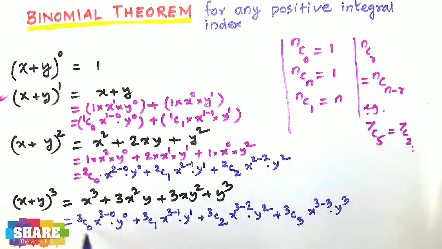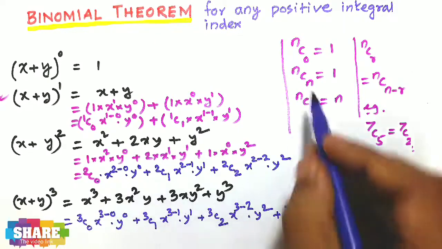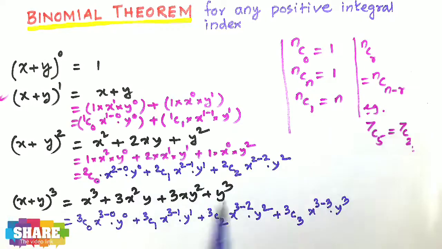You have to check now. 3C0, you know, is 1, x to the power 3 minus 0 means x cube, and y to the power 0 is 1. So the total resultant is x cubed. Yes, this is the first term. Next, 3C1, you know, nC1 is equal to n. So 3C1 is 3. 3 into x square into y. This is the second term, obviously.